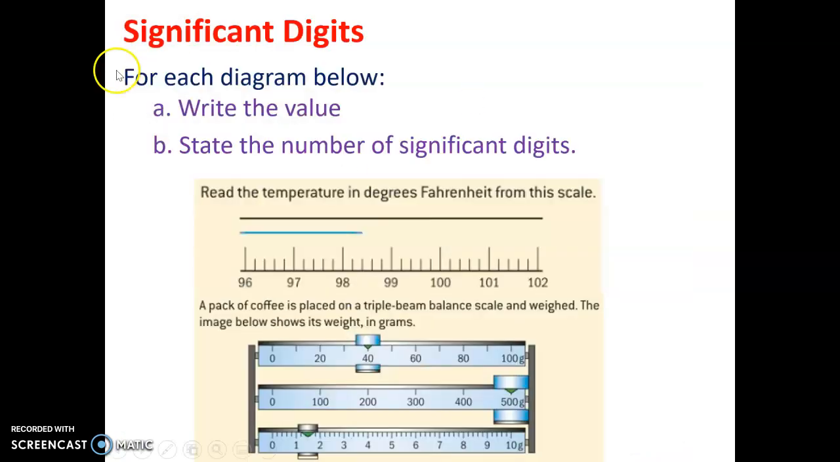Okay, so for these 2 diagrams here, you're given kind of like a ruler, and on the other one, it's kind of like this old-fashioned scale where you slide these little weights and they tell you the weight of the object on the scale. So your job is to write the value. What value do you read from here and what value do you read from here in terms of weight in grams? And then state the number of significant digits.